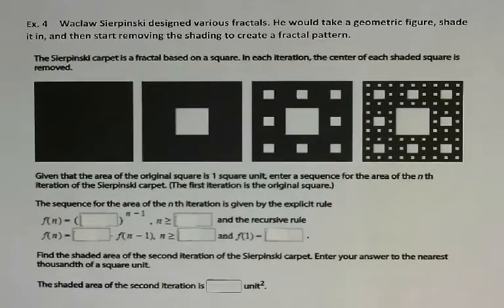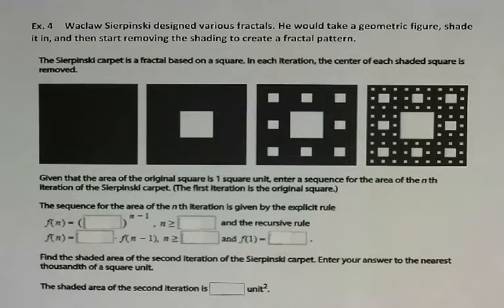All right, let's look at this one. All right, so Sierpinski is a designer, and he included fractals, and what that just means is that you're doing a repetition. So he would take a geometric figure, shade it in, and then he would start removing the shading to create a fractal pattern. So the Sierpinski carpet is a fractal based on a square, and in each iteration, the center of each shaded square is going to be removed. So it says, given that the area of the original square is 1 square unit, enter the sequence for the area of the nth iteration of Sierpinski's carpet. So the first iteration is the original square.